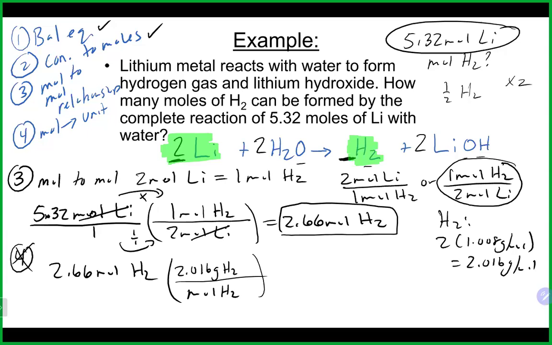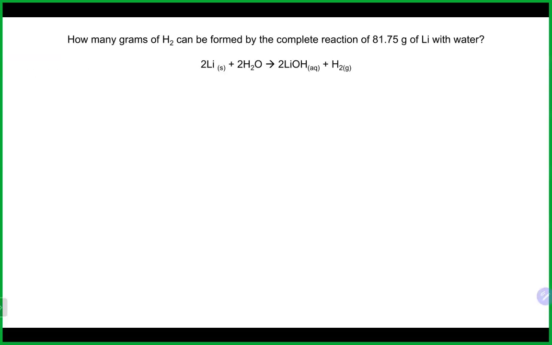So what you want to think about is just those 4 steps and just go in order. Once something is done, just keep going forward. Don't go backwards. All right, let's try another one here. We'll do the exact same equation. This time, though, we are looking for grams of hydrogen, and we are starting with 81.75 grams of lithium. So let me give you some numbers in case you can't see the periodic table. Lithium is 6.941. Hydrogen is 1.008. So give it a go.